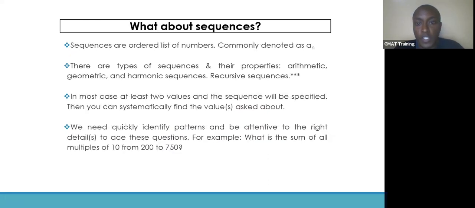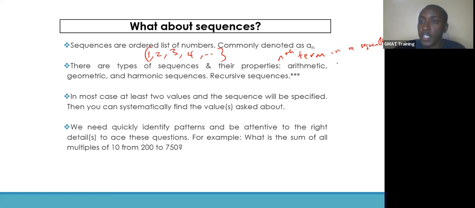Now, let's talk about sequences before we actually do some practice questions here and there. Sequences are ordered lists of numbers. We can have 1, 2, 3, 4. These are consecutive integers. These are a sequence, right? Commonly denoted as A_n, this is the nth term in a certain sequence. If you have A_1, this is the first term of that sequence. A_n is mostly denoted as the last term in the sequence.